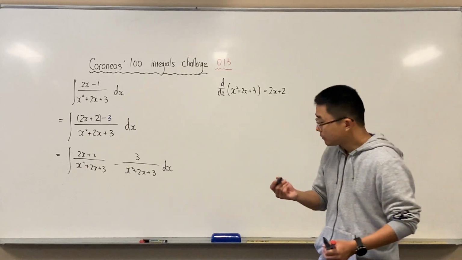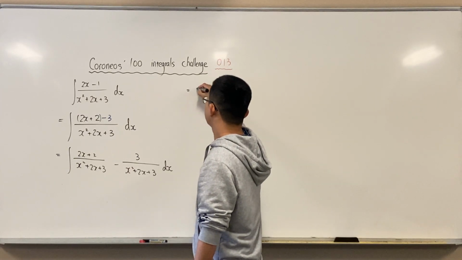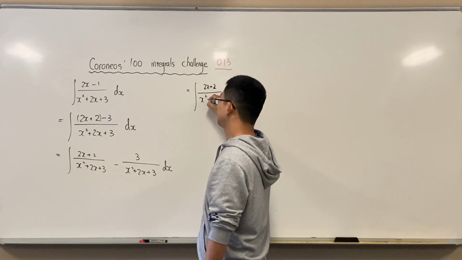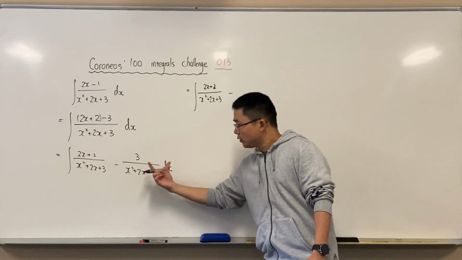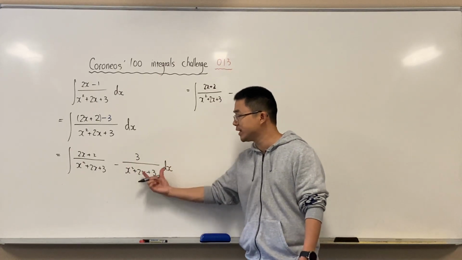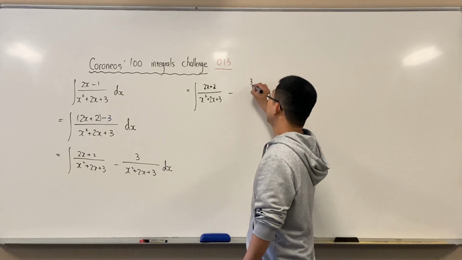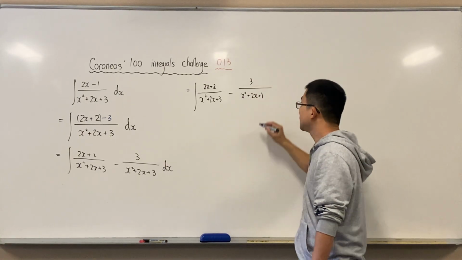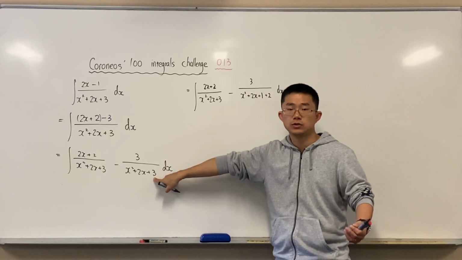All right, let me just write it here. The first one is just a logarithm integration. It's really simple. I'm just going to rewrite this one again. Now the second one looks very similar to something you can do by completing the square, because it looks really similar to the inverse tangent integration. So using the completing the square method, x plus 1 squared plus 2, dx. Basically you separate that 3 into 1 and 2.